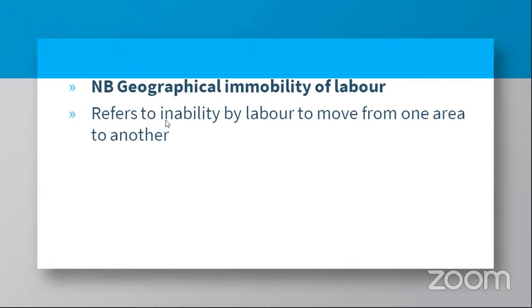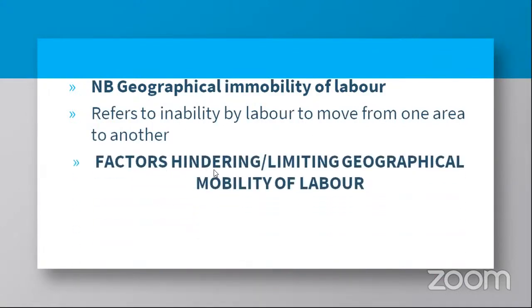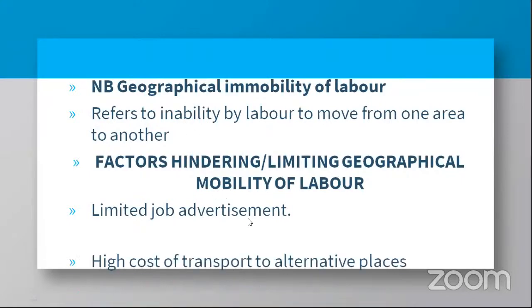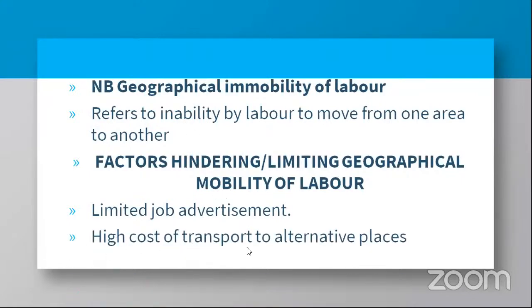Geographical immobility refers to the inability of labor to move from one area to another. Now, these are the factors hindering it. You look at the factors we have been looking at, and then you talk about them vice versa. They are the same factors. For example, we talked about advertisement, but here we are saying limited job advertisement. And you can say high cost of transport.